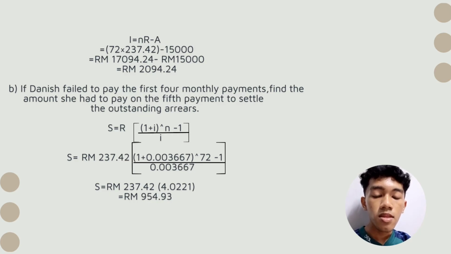So S equals 237.42 multiplied by the bracket 4.0221, and we calculate and get 954 ringgit 93 cents.